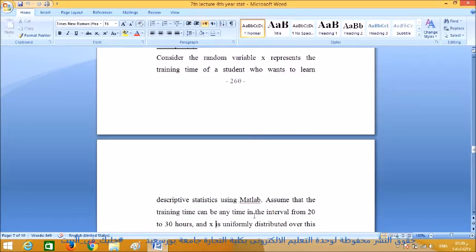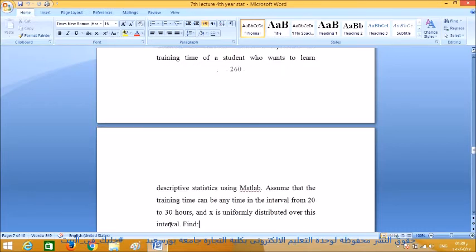So this is the limitation of the uniform distribution. A equals 20 and B equals 30. And the height equals 1 divided by 10, the difference between 30 and 20, right? And x is uniformly distributed over this interval. This interval means between 20 and 30.